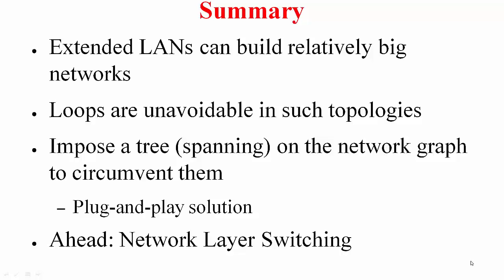So here is a summary of what we have learned. Extended LANs can build relatively big networks, but in such topologies, loops are unavoidable, maybe due to misconfiguration or purposefully introduced for fault tolerance purposes. Now these loops can be avoided by imposing a tree on the network graph, and we saw that all this operation is plug and play, no changes to the host, no manual configuration of the bridges. But still there are quite a few limitations when using bridges. So up ahead, we will look at network layer switching to overcome these limitations. Hooray, we are done with the link layer now.